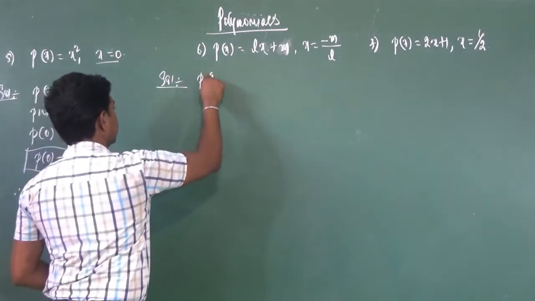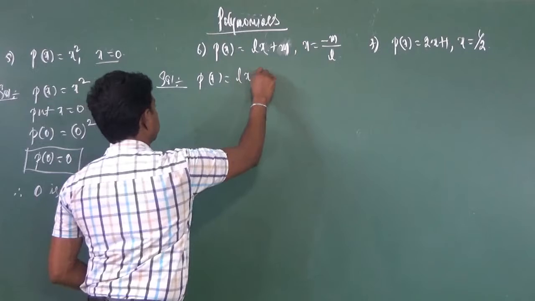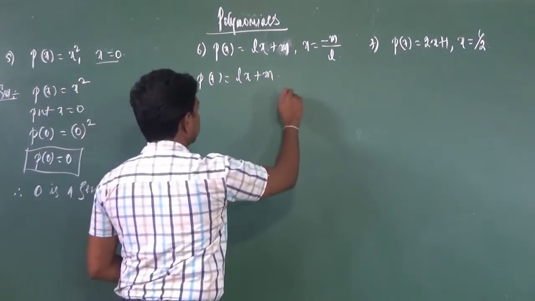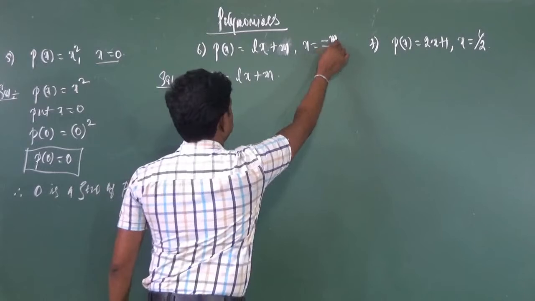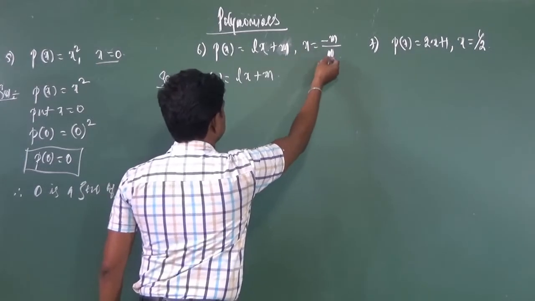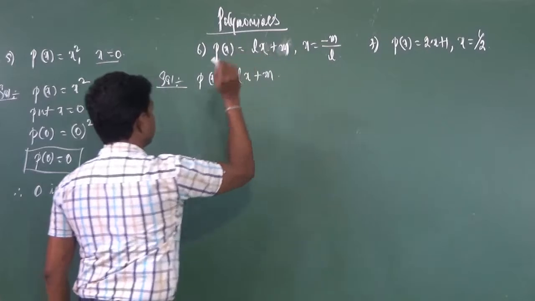Let us get into the sixth one. So p of x is equal to lx plus m. Maybe l is some real number and m is some real number. So if you substitute minus m by l into this, we have to check whether minus m by l is a 0 of this polynomial or not.